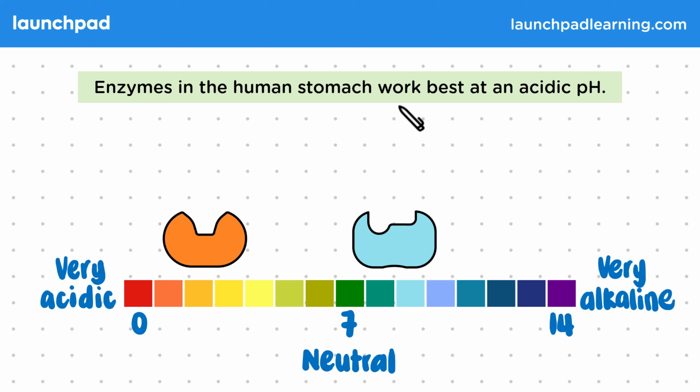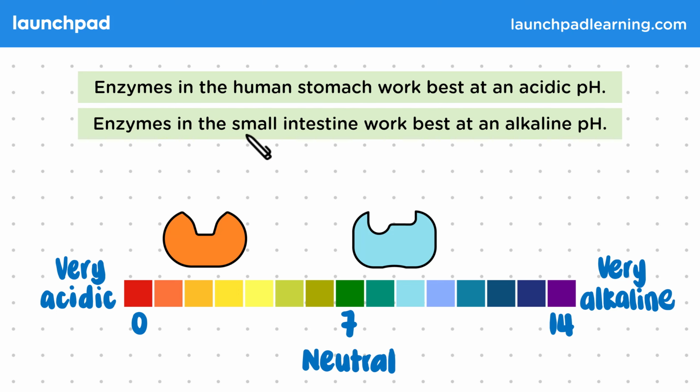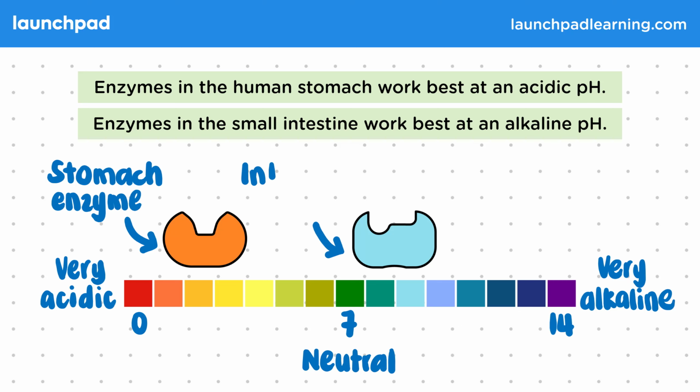Enzymes in the human stomach work best at an acidic pH. Enzymes in the small intestine work best at an alkaline pH. Therefore, this enzyme right here would be the stomach enzyme, and this one would be the intestinal enzyme.